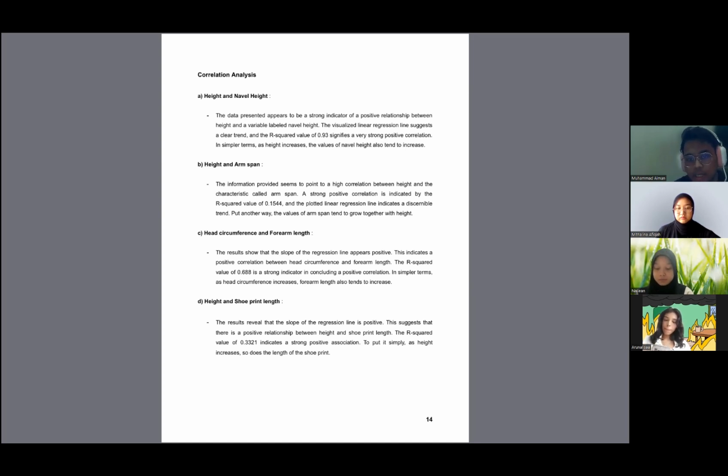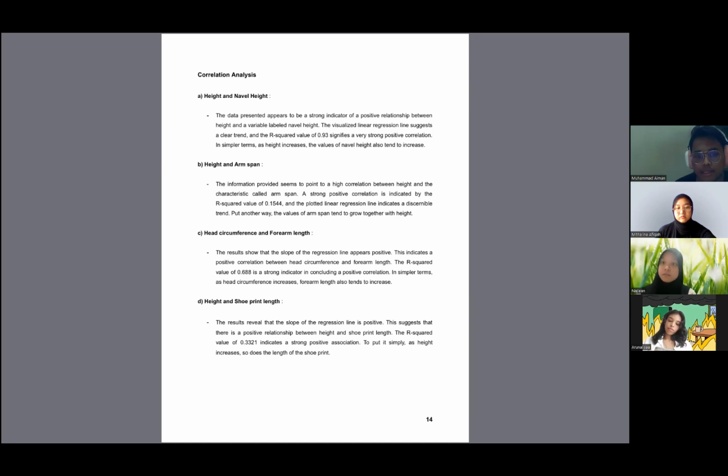And then for height and arm span, the information provided seems to point to a higher correlation between height and the characteristic called arm span. A strong positive correlation is indicated by the R-squared value of 0.1544, and the plotted linear regression line indicates a discernible trend. Put another way, the value of arm span tends to grow together with the height.